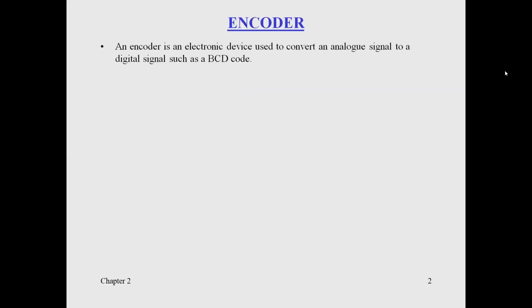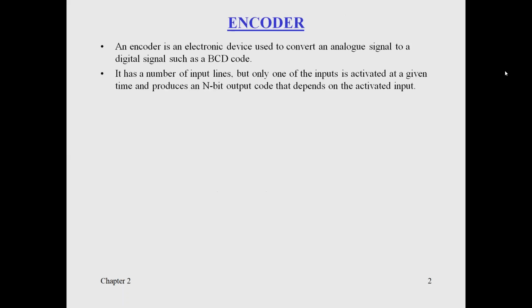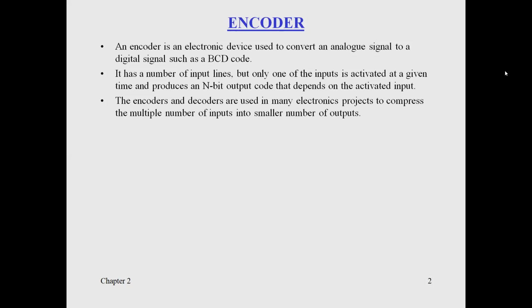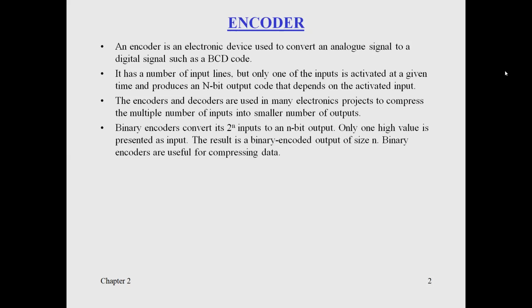So an encoder is an electronic device used to convert an analog signal to a digital signal such as a BCD code. It has a number of input lines, but only one of the inputs is activated at a given time and produces an n-bit output code that depends on the activated input. The encoders and decoders are used in many electronic projects to compress the multiple number of inputs into smaller number of outputs. Very significant. Binary encoders convert its 2 to the power of n inputs to an n-bit output.